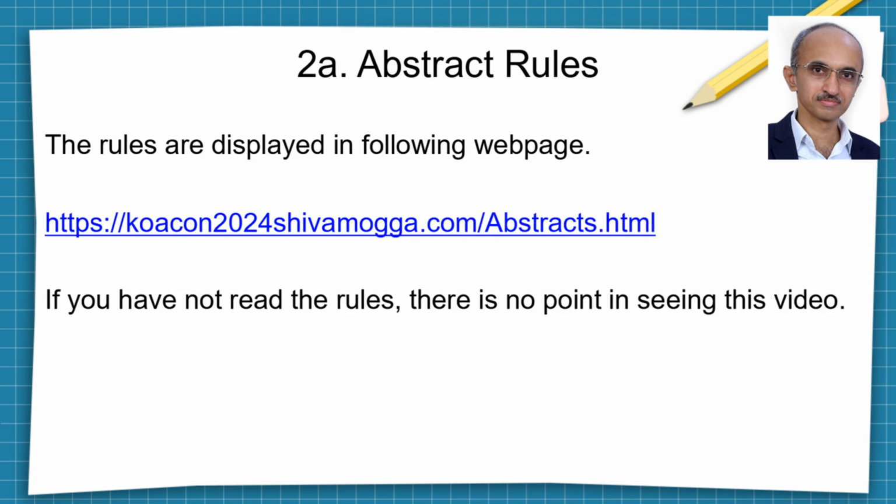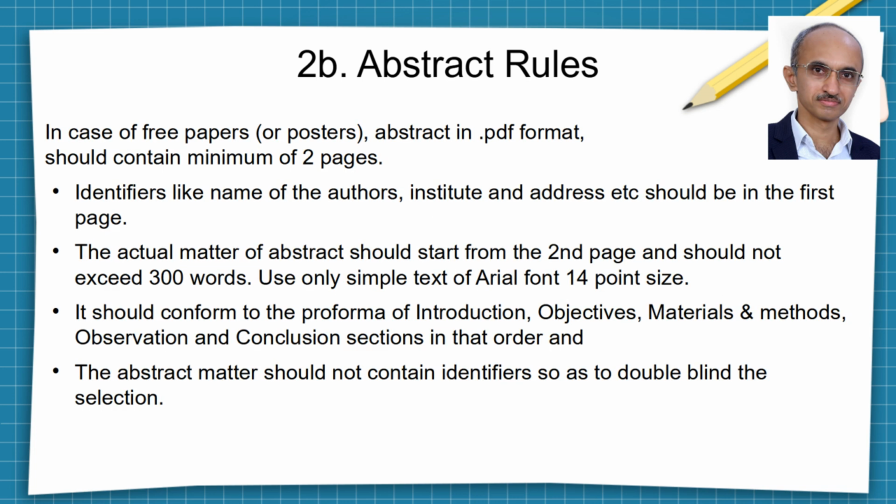Please note, all the rules regarding the abstracts are displayed on our website in the abstract section. First of all, go and see the rules and understand them. Here I am going to tell you about some of the basic rules. Each abstract will have 2 pages, and in the first page there will be identifiers. The second page will have the actual matter of the abstract, and it should have introduction, objectives, materials and methods, observation and conclusion sections in that order. This second page should not have any identifiers.